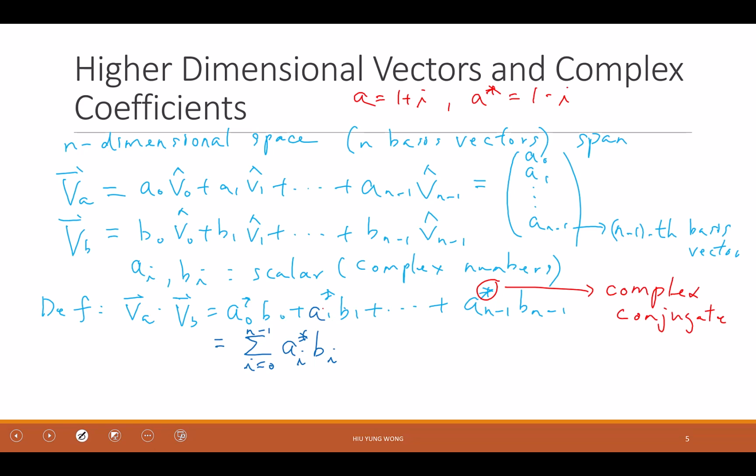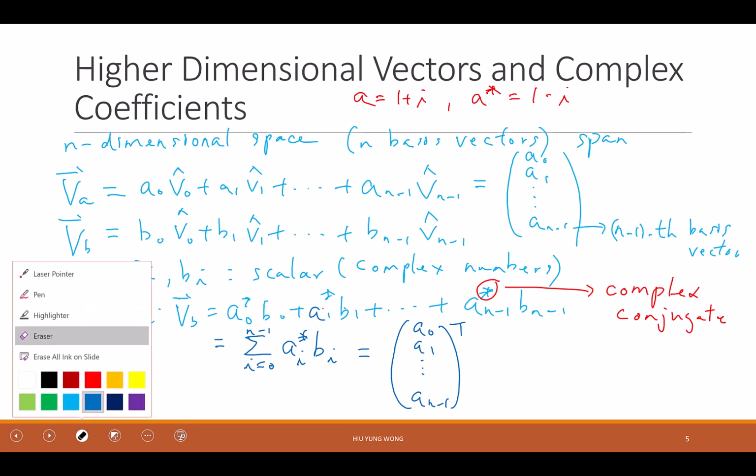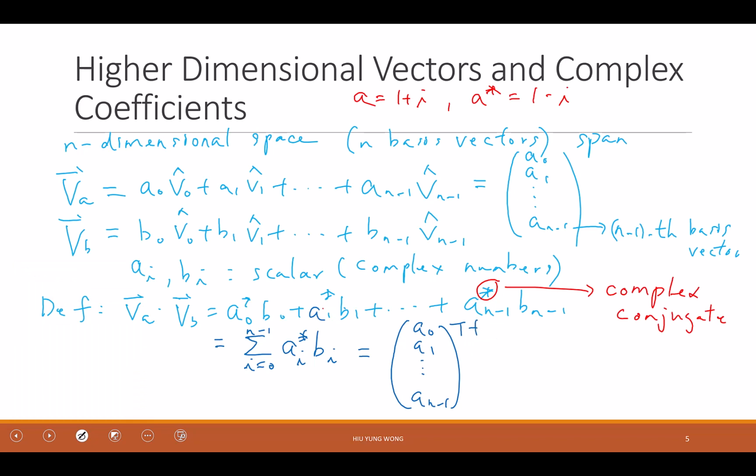I found that this is nothing but just equal to a0, a1, all the way to an minus 1. Take the transpose and then take the star. Times b0, b1, all the way to bn minus 1.